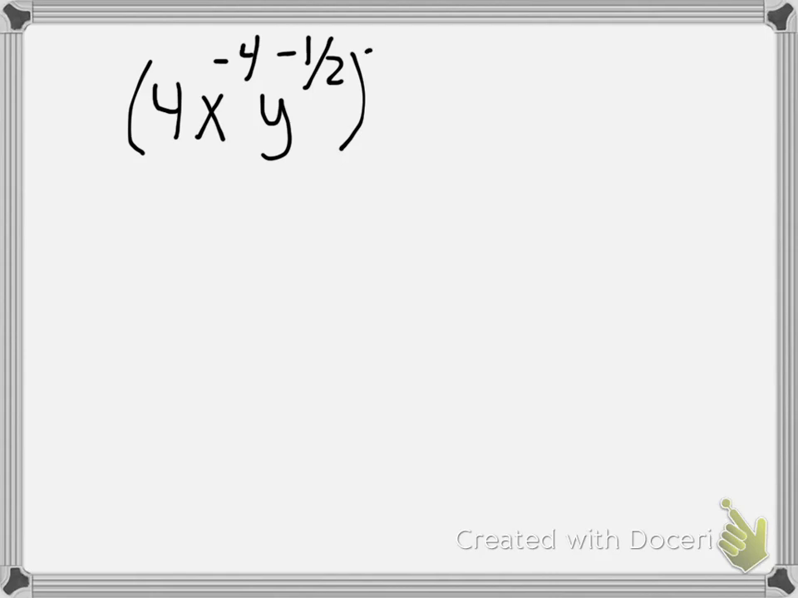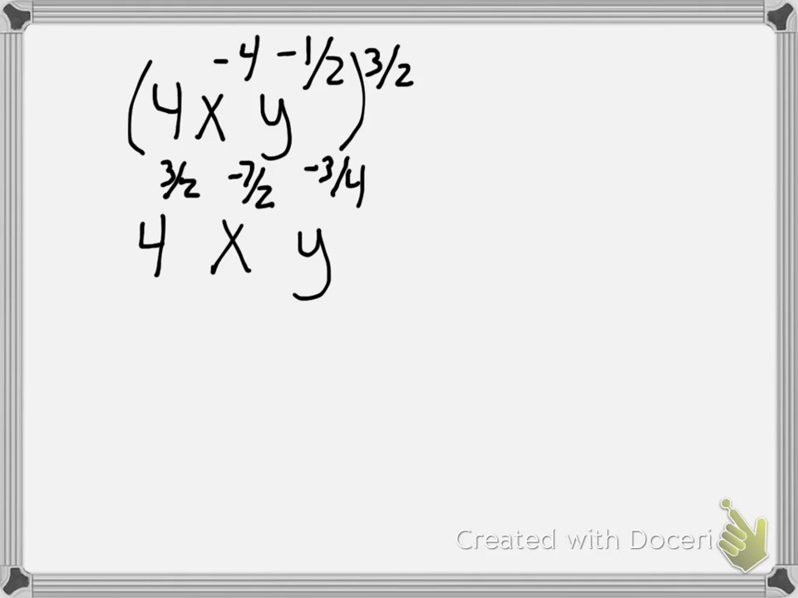Alright, so let's say I have 4x to the -4, y to the -1/2, all to the 3/2. So again, I see some negatives, I see some fractional exponents in the parentheses. I'm definitely going to want to use my exponent rules. So this is going to come out to a 4 to the 3/2, because that 4 really had an exponent of 1. 1 times 3/2 is 3/2. X to the, this would be -7/2, and a y to the -3/4.